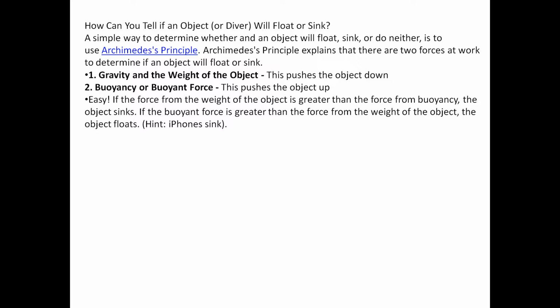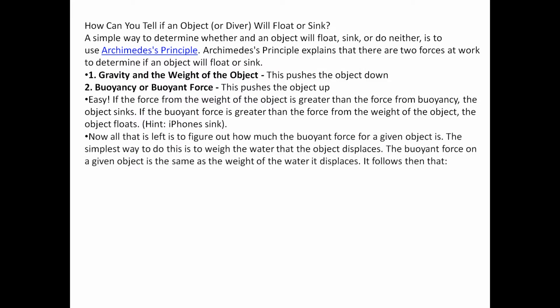If the force from the weight of the object is greater than the force from buoyancy, the object sinks. If the buoyant force is greater than the force from the weight of the object, it floats. Now all that is left is to figure out how much the buoyant force is for a given object. The simplest way to do this is to weigh the water that the object displaces. The buoyant force on a given object is the same as the weight of the water that it displaces.